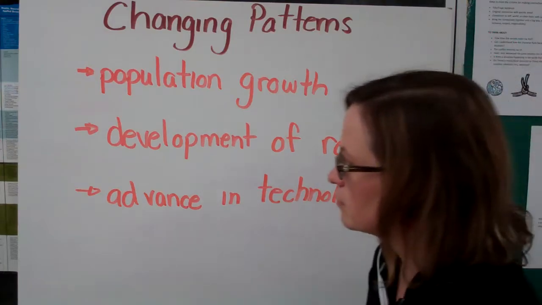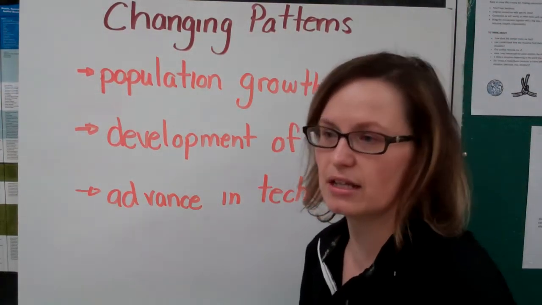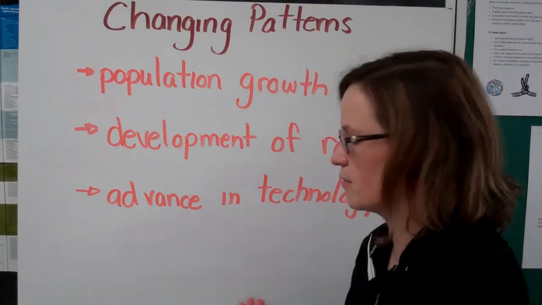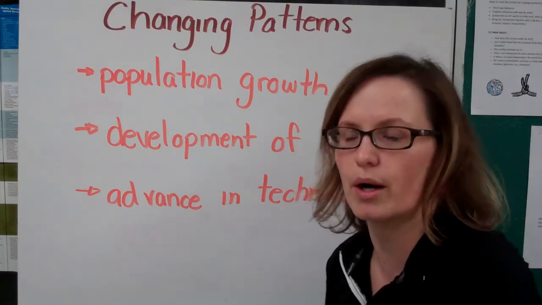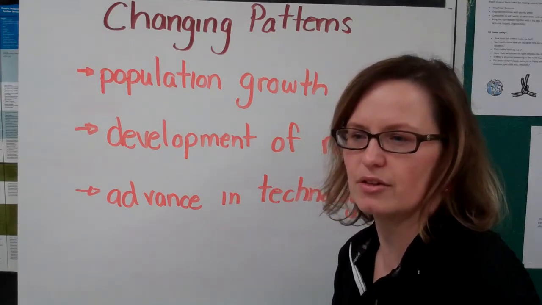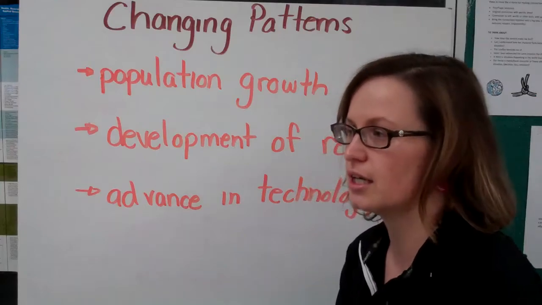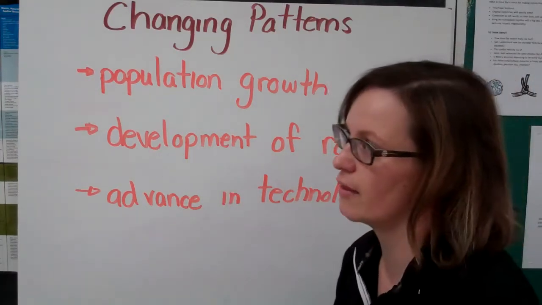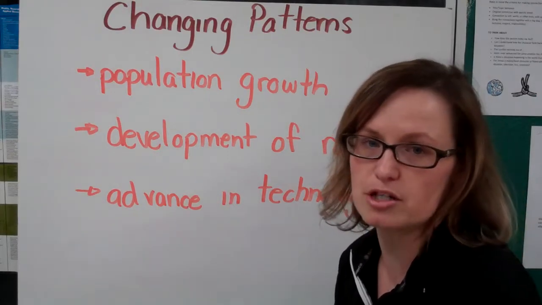An advance in technology. So when a developing country's quality of life starts to improve because of advances in technology, where factories are more efficient, farm equipment is more efficient, there's more of a draw, and so the population grows, and the patterns change in how people arrange themselves with the land.